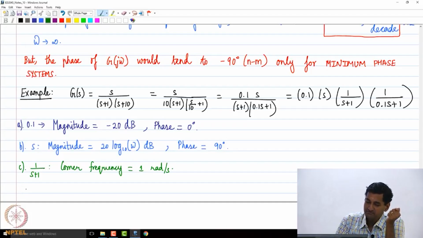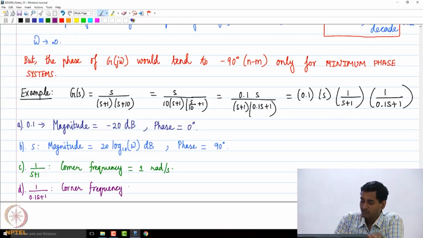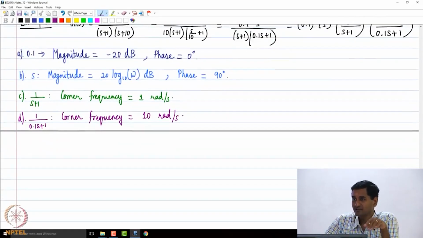So, then the fourth term is going to be 1 divided by (0.1 s plus 1), right. So, what is its corner frequency? Here you see that T is 0.1. So, 1 by T is going to be 10. So, 10 radians per second is the corner frequency, right. I hope it is clear how we got these values for the corner frequency. So, these are the 4 blocks. We just need to plot the magnitude plot and the phase plot for these 4 terms and then add them. That is it. That is all we need to do, right.